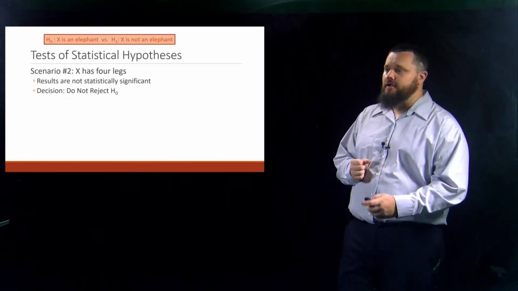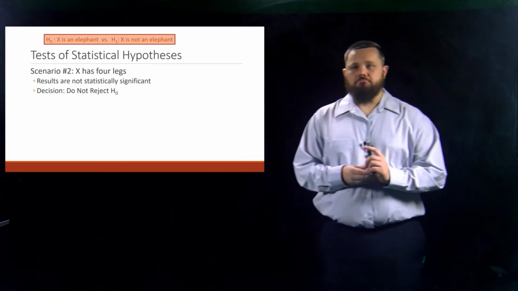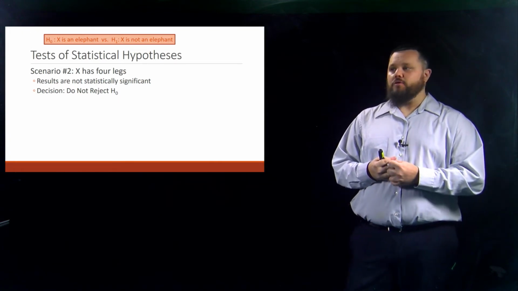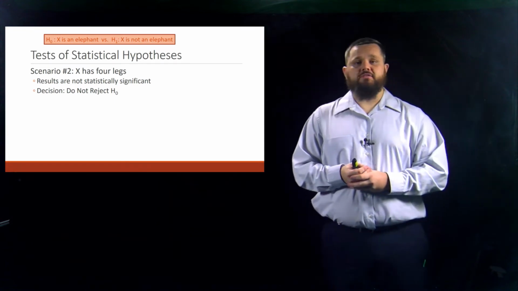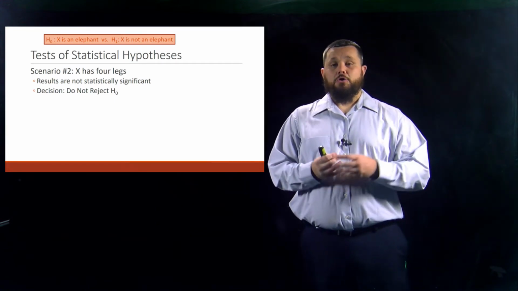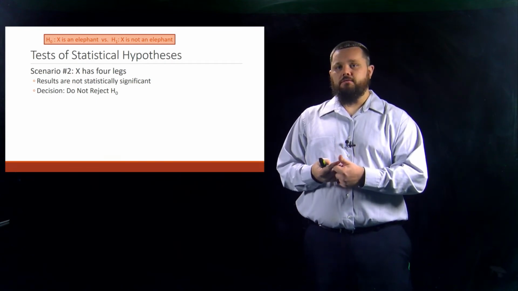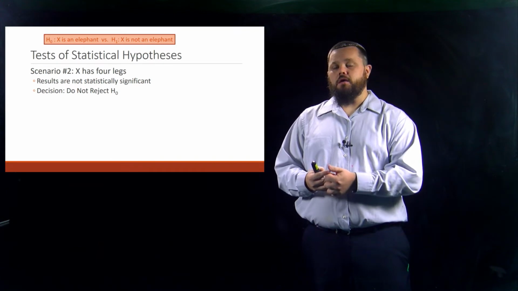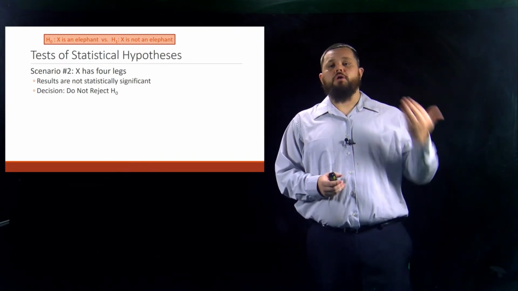In the second scenario, we had the bit of information that X has four legs. If we have the bit of information that X has four legs, we think about it and go, okay, our null assumed that X was an elephant. Do we have evidence against the null hypothesis? No, because elephants have four legs. Now, we don't have evidence against the null hypothesis, so we do not reject the null.